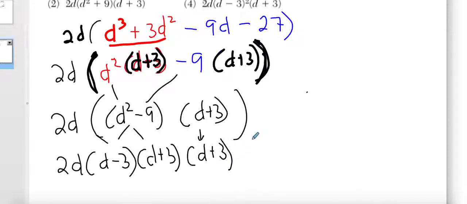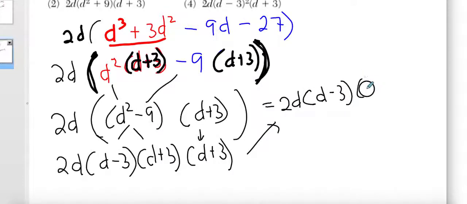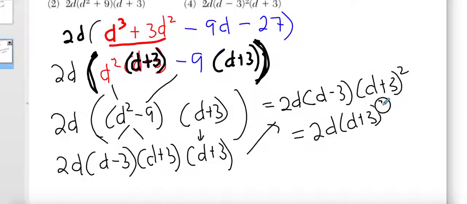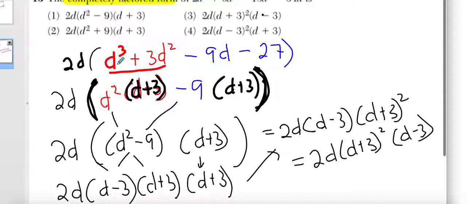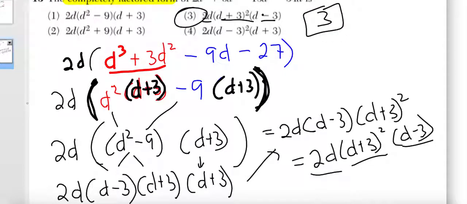If I put it together, that becomes 2d times d minus 3 times d plus 3 squared, or we could write it as 2d, and put the d plus 3 squared by the commutative property, and then d minus 3 last. So that is choice 3, where we got 2d, d plus 3 squared, and d minus 3. All right, choice 3, the completely factored form.